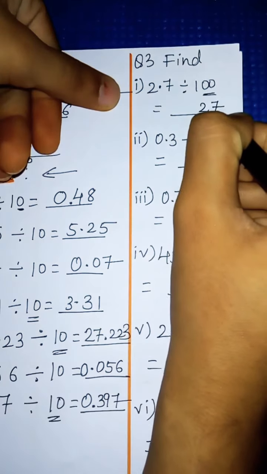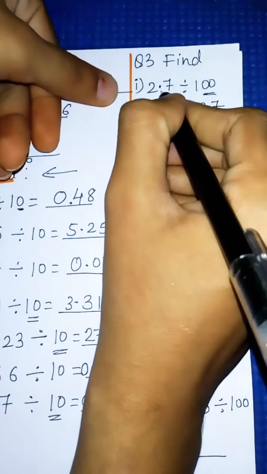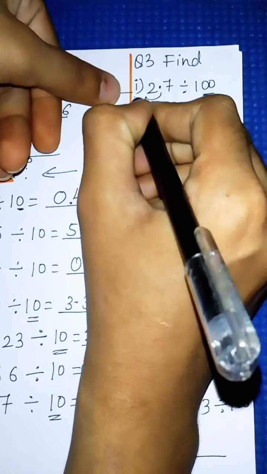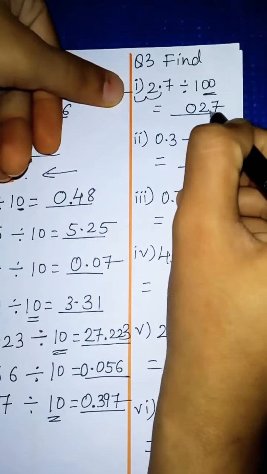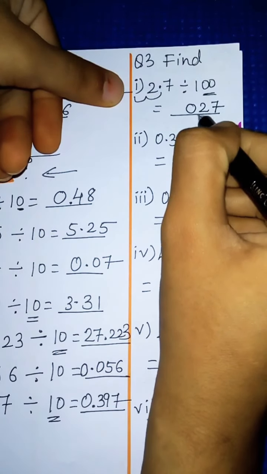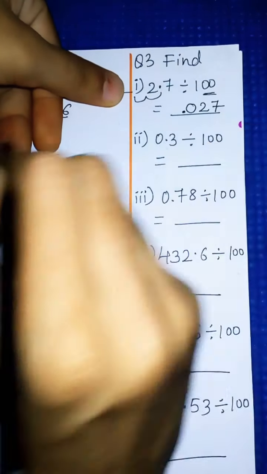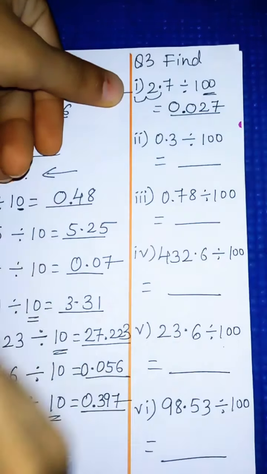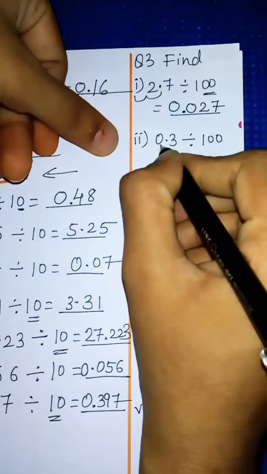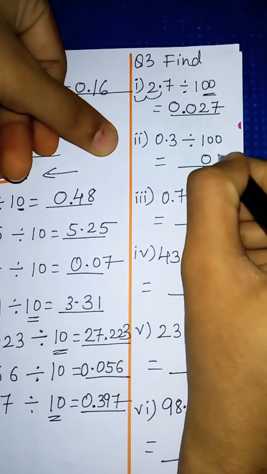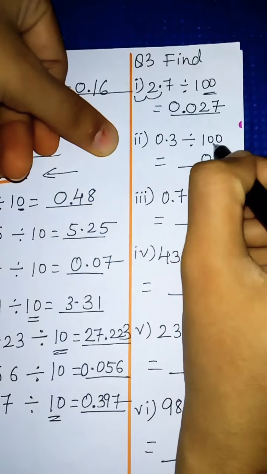Yahan diya hai, at this place. Now we are shifting 2 times. So 1 time and then second time. So we have to take 0. So point was here. So 1 shift and second shift. So here I will put decimal point and then 0. So 0.027. Now second one is 0.3. I am writing 0.3. Now again 100 is there.